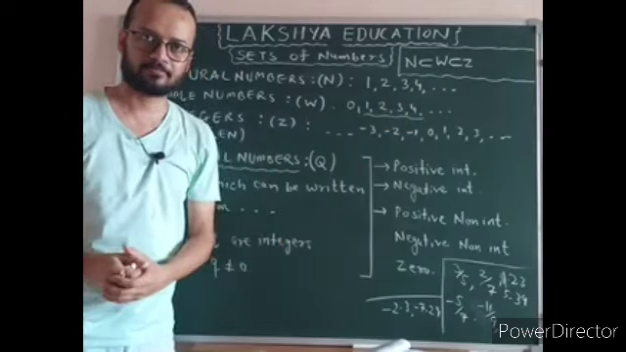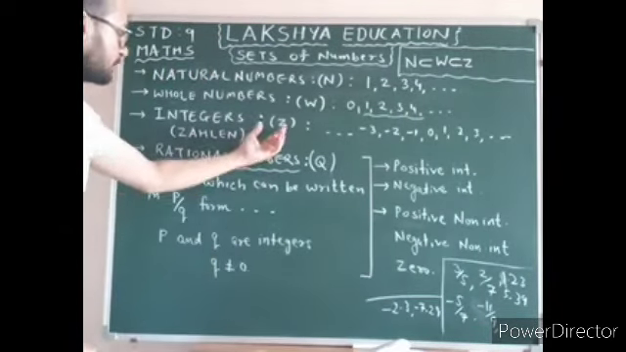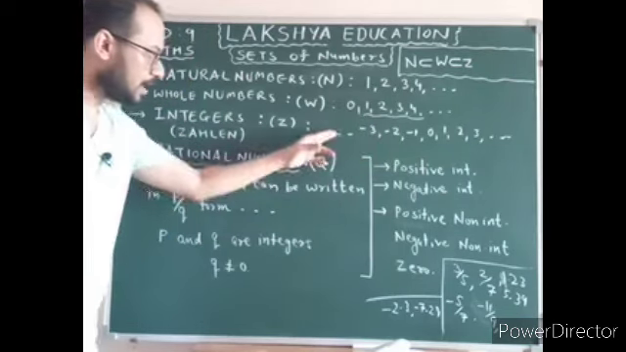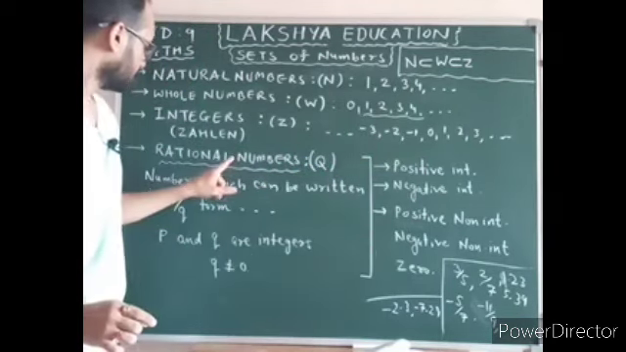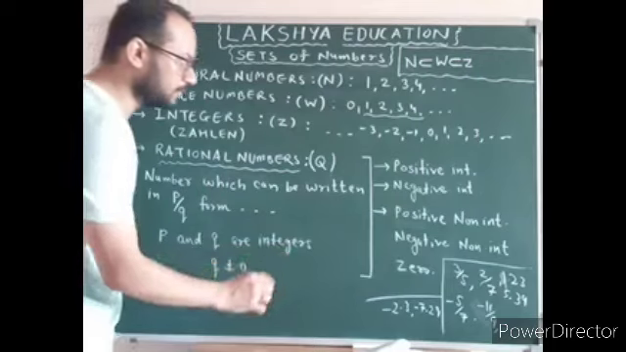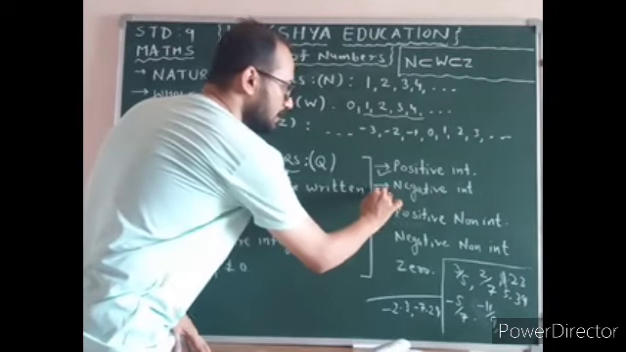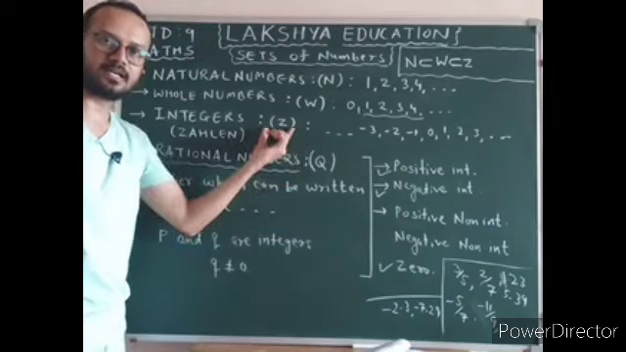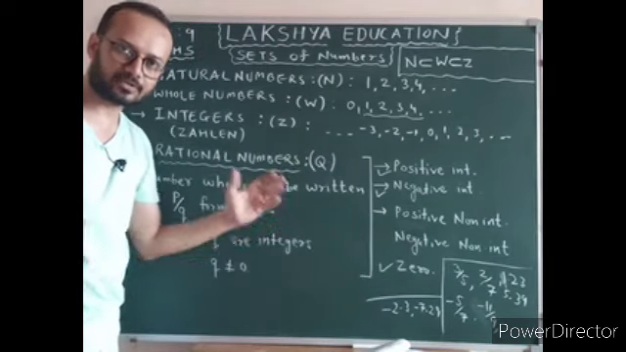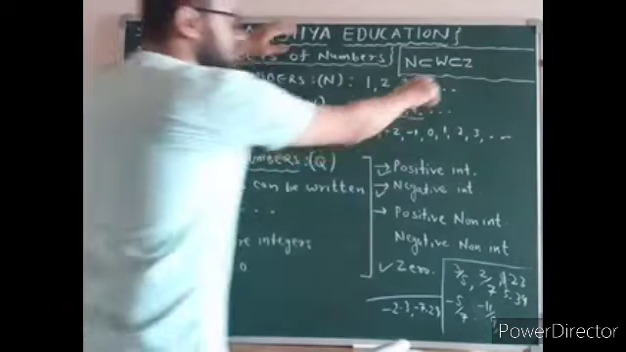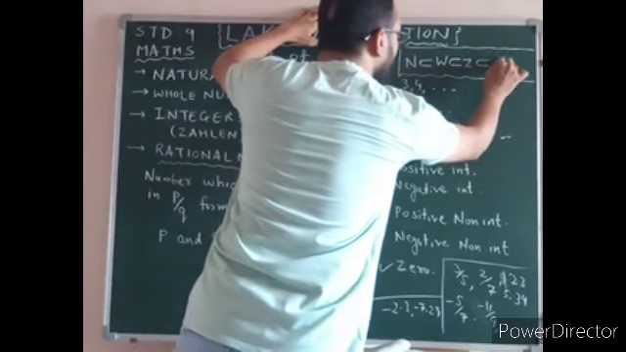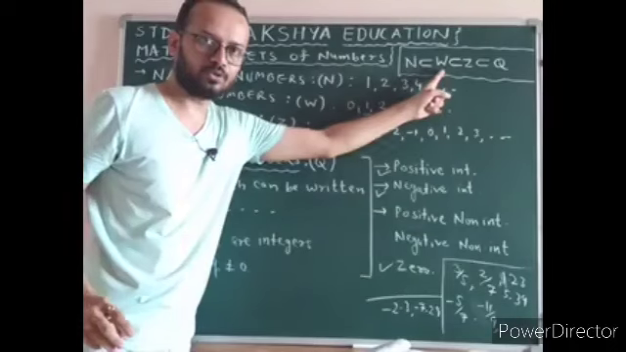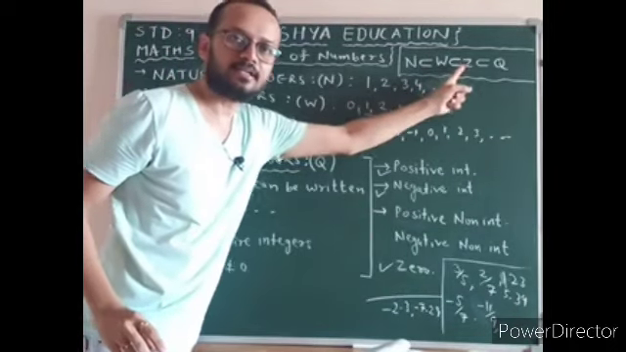Similarly, we can see here all the integers, negative, positive integers as well as 0 are included in the set of rational numbers. Here you can see positive integers, negative integers and 0. They are from the set of integers and they are included in the set of rational numbers. So we can write Z is a subset of Q, which means N is a subset of W, W is a subset of Z, Z is a subset of Q.